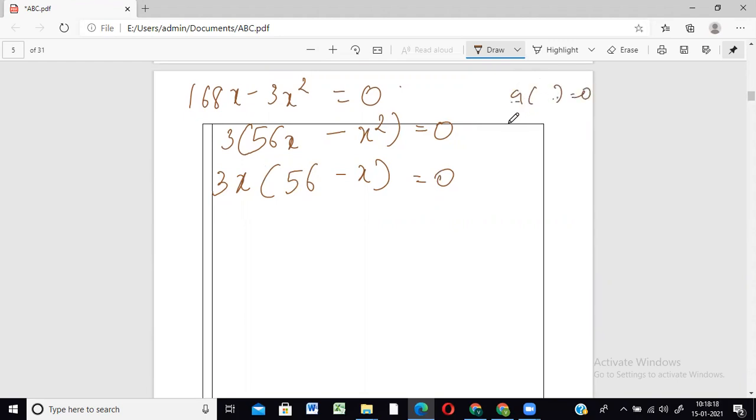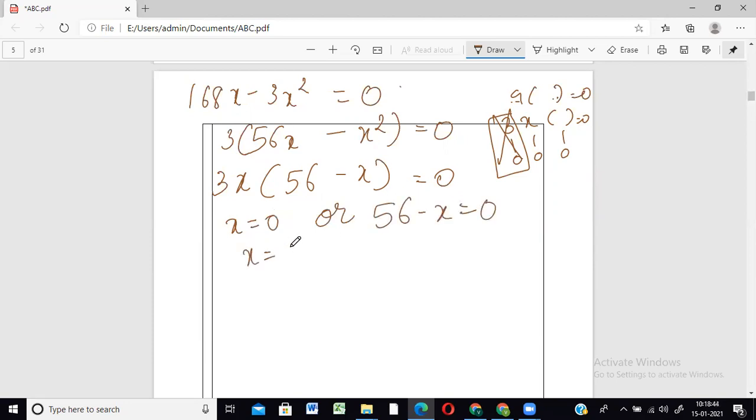So we had only two terms, but here we have three terms. 3, x, and then the bracket term, and this is equal to 0. So either this will be equal to 0, or this will be equal to 0, or this will be equal to 0. But now we know that this is not equal to 0 because 3 can never be equal to 0. So we'll have either this is equal to 0 or this is equal to 0. So we can have either x equal to 0 or 56 minus x equal to 0. So we'll have x equal to 0 or x will be equal to 56.